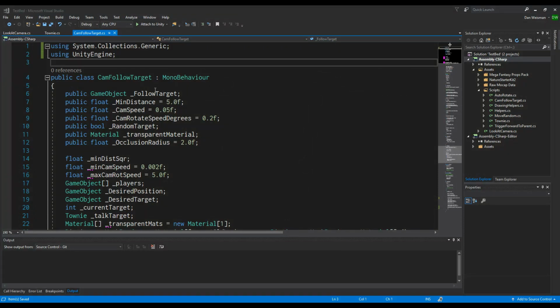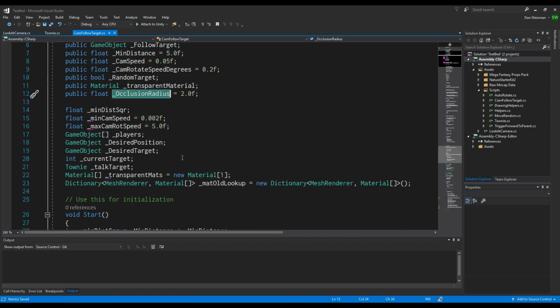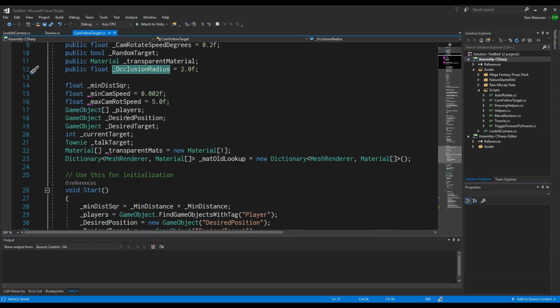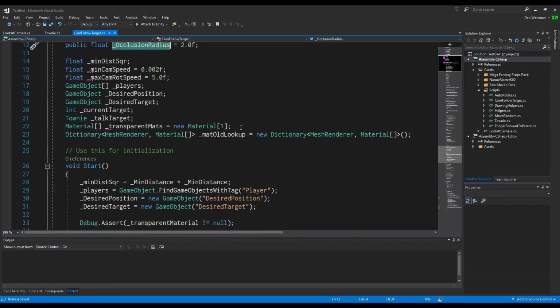Alright, so here's the fun part. We are now going to talk about the CamFollowTarget script. So I explained the parameters already. These are them here. Again, occlusion radius we are not using. And there's some private variables here. I'm not going to get too much into those.